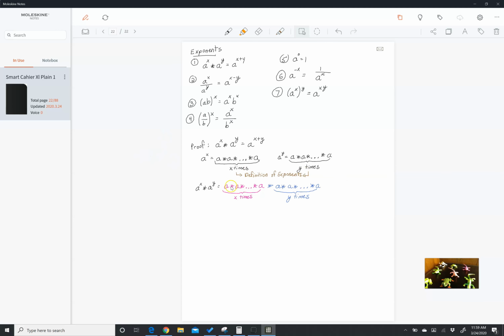And then over here, we're actually multiplying. And when we multiply x times, and then we multiply y times, then when we put it together, we have x plus y. So we have x a's, we have y a's, so now we have x plus y of them.